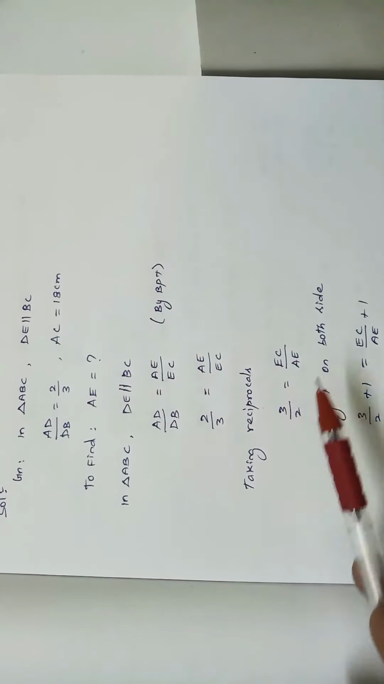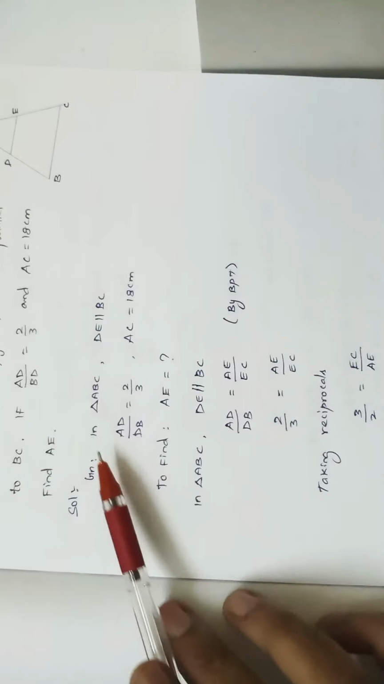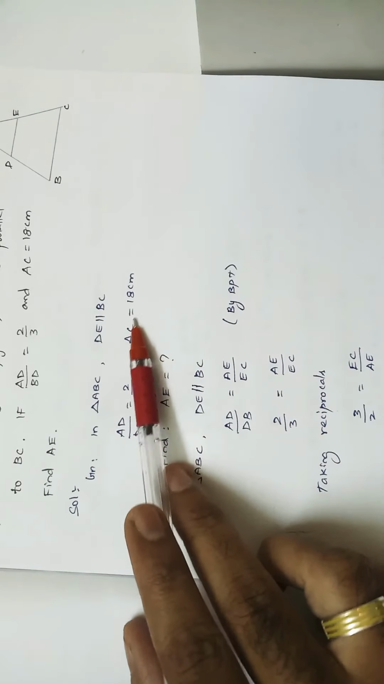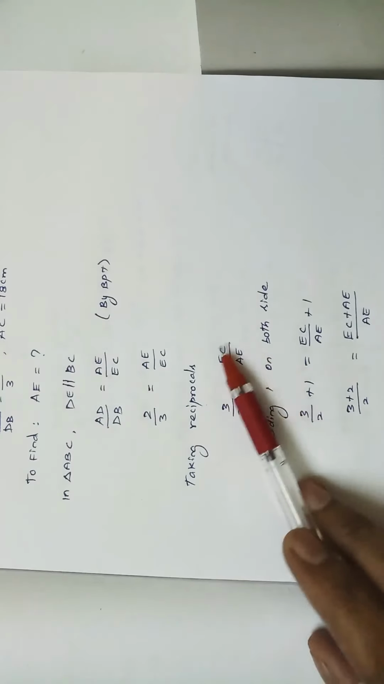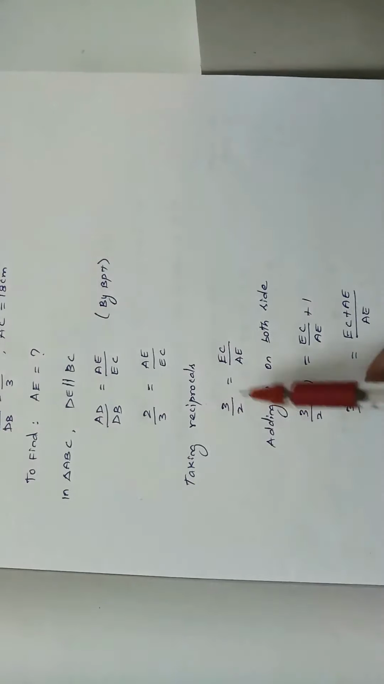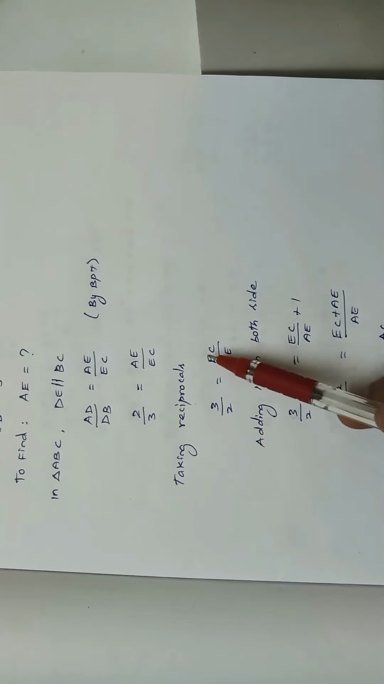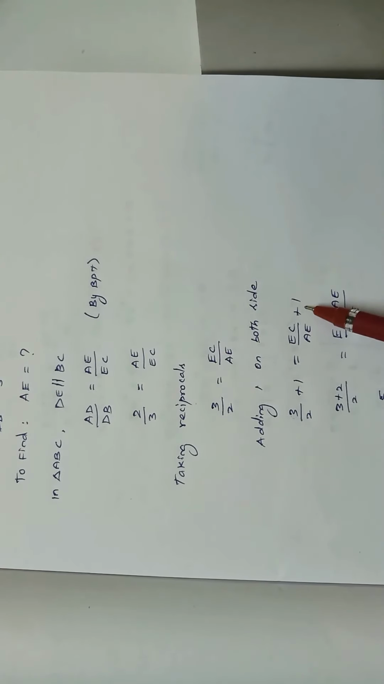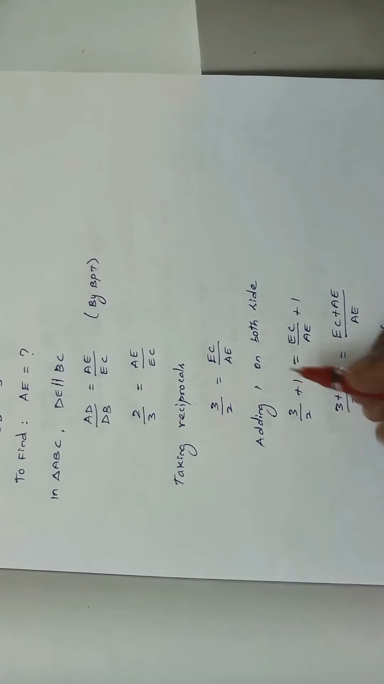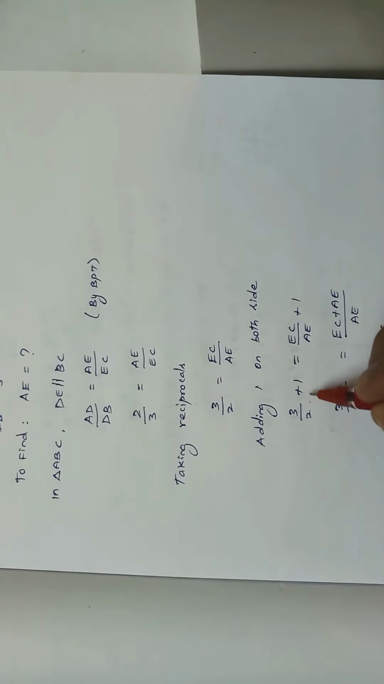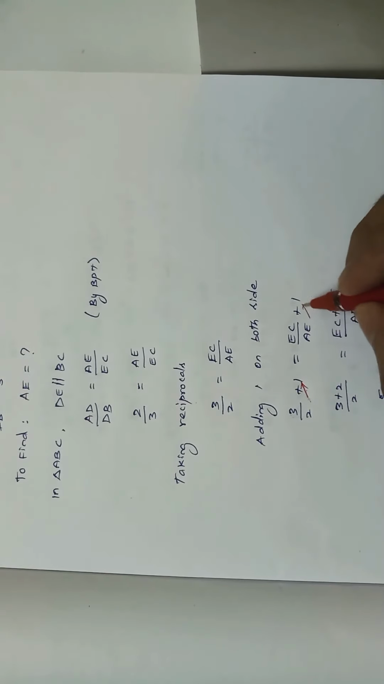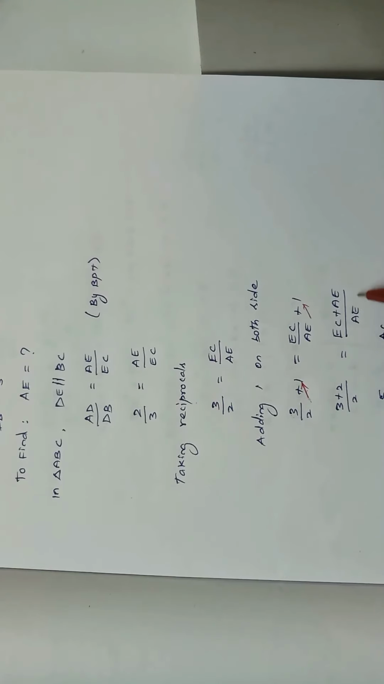Now we know the value of AC: AC is equal to 18 centimeters. I'm going to convert this part into the full, just adding 1 on both sides. Then 3 by 2 plus 1 is equal to EC by AE plus 1. Do the cross multiplication: 3 plus 2 divided by 2, and EC plus AE whole divided by AE.